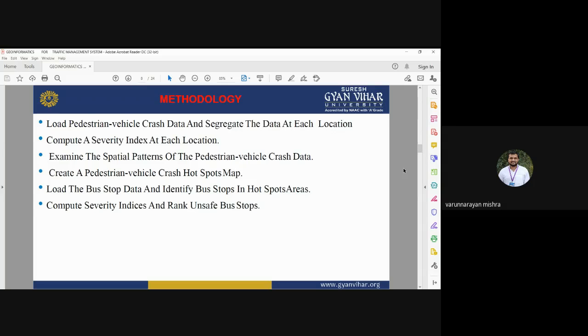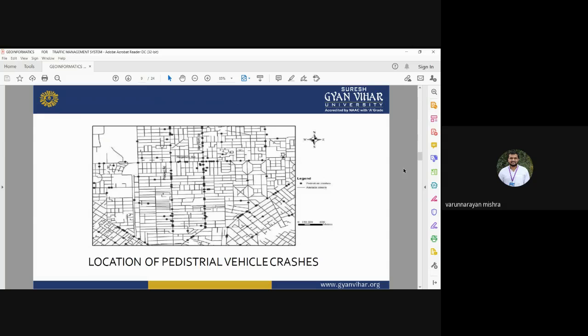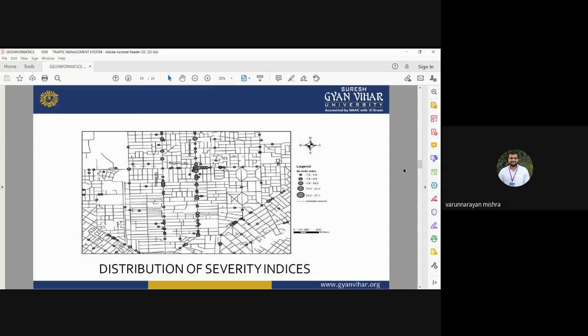Okay, so in the next slide, in this way we can locate the different pedestrian vehicle crashes, meaning which pedestrian crossing has higher vehicular crashes. So these black circles show the locations of pedestrian vehicle crashes, meaning where there is a higher number of pedestrian vehicle crashes. Then what is the distribution of severity indices? So you can also create the severity indices, so that each and every location has the information on which area is highly severe, which area is low severe. Okay, so it can also have the information about the locations having a higher number of accidents.